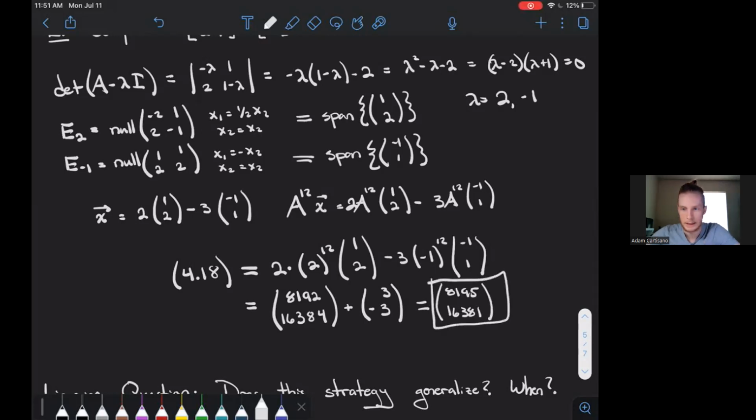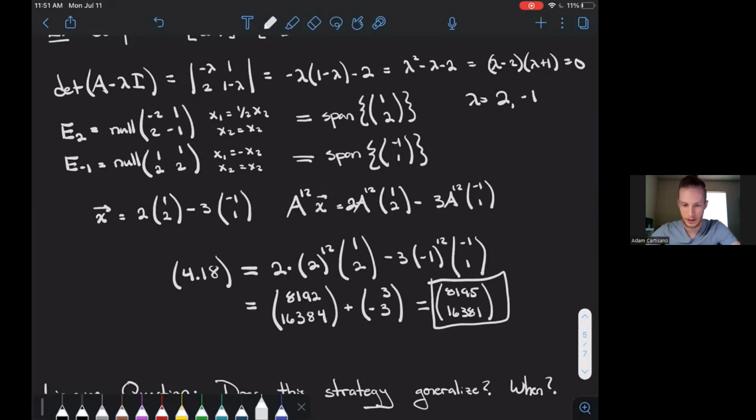Final answer. And okay, we did a whole eigenvalue, eigenvector, eigenspace computation, and then solved a linear system, and then had to do some gnarly arithmetic, and it was still less work than trying to take A to the 12th. Imagine sitting here multiplying matrices 12 times. You would get there more slowly than we got here with this strategy, right?